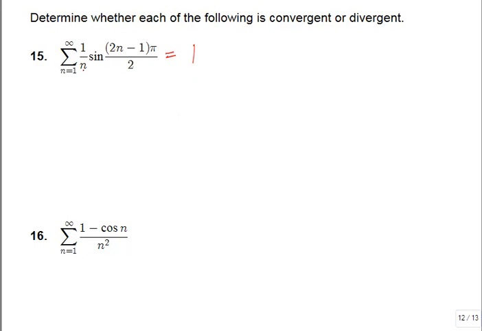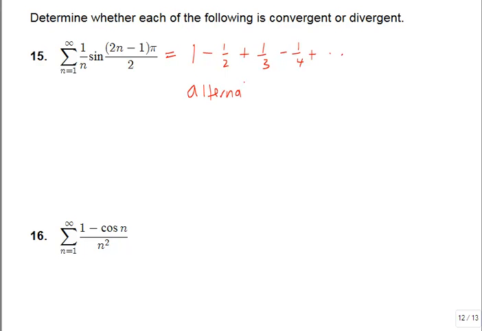When n is 2, we're going to get a 1/2, but we'll get 4 minus 1, or 3 pi over 2, and sine of 3 pi over 2 is negative. When n is 3, we'll get a third. 2 times 3 is 6, 6 minus 1 is 5, 5 pi over 2 is the same as positive pi over 2, so that's positive again. So this is that alternating harmonic again.